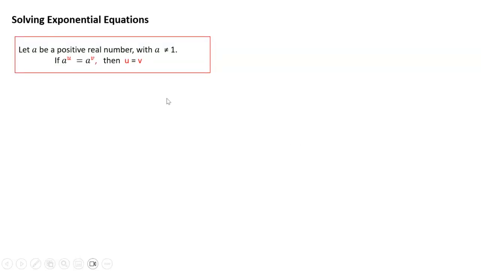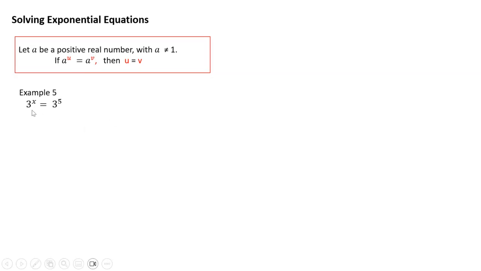Okay, so let's start with the first example here. It says, let A be a positive real number with A not equal to 1. If A to the U equals A to the V, then the exponents must equal each other. In other words, if you have the same base, the A is the base, then the exponents must equal each other.